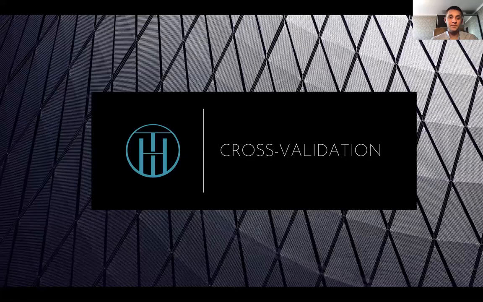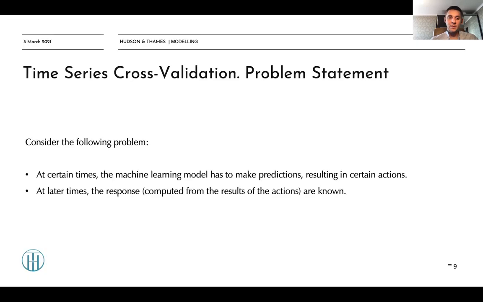So now let's take a look at cross-validation techniques which are applied to solve financial machine learning type of problems. So consider the following problem. At certain times, the machine learning model has to make predictions resulting in certain actions. So we enter the position, predict the price, the trend direction, we buy the security or sell the security, and see what's going next until one of the labels was triggered. At later times, the response computed from the results of the actions are known. So this is the statement of financial machine learning type of problems.